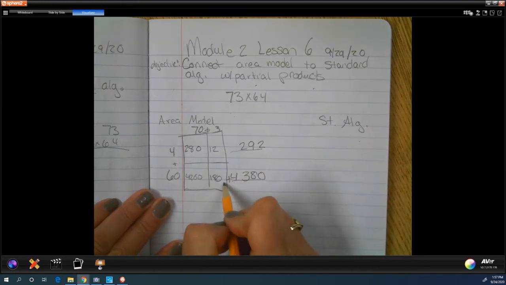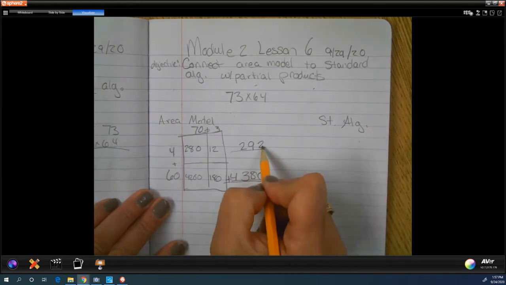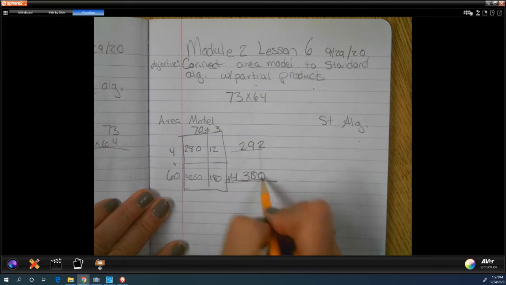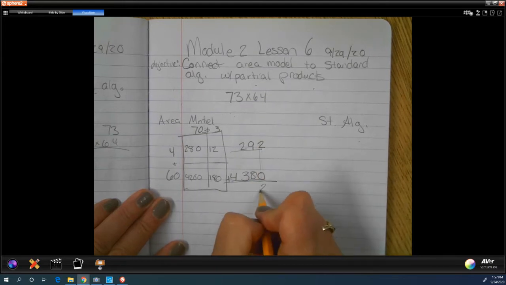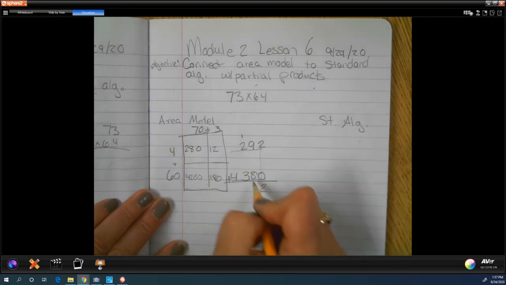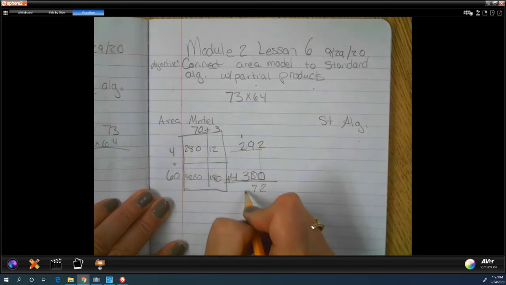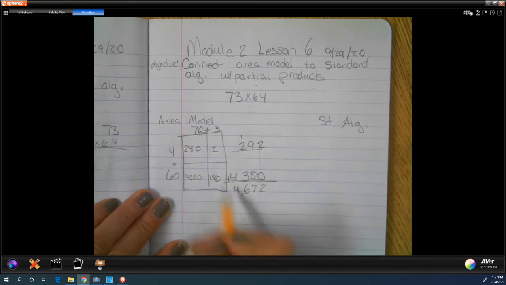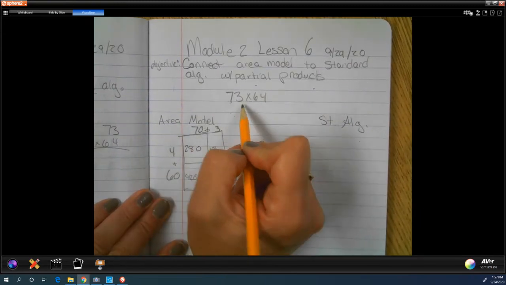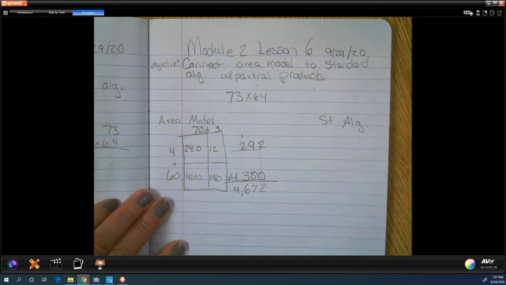Now I have two partial products, and I'm going to add them. Make sure you're careful to line up your place value, right? So 2 plus 0 is 2. 9 plus 8 is 17. 2 plus 1 is 3, plus 3 is 6. Bring down my 4. And that's the answer I have to 73 times 64 in an area model.